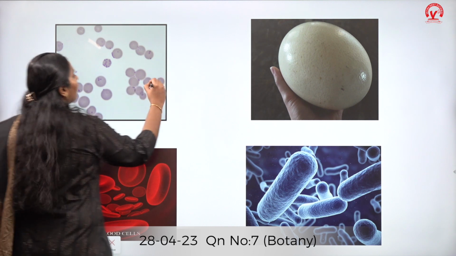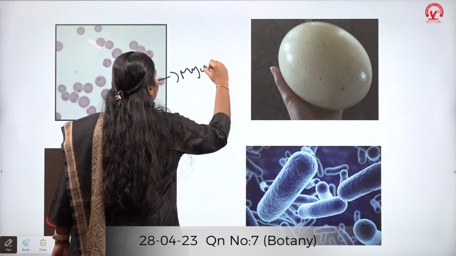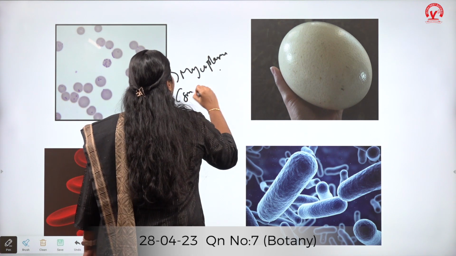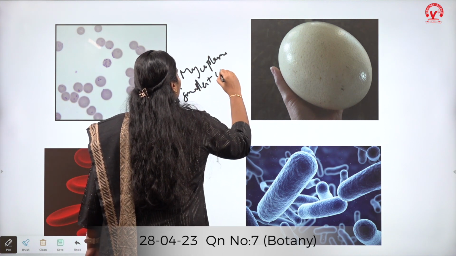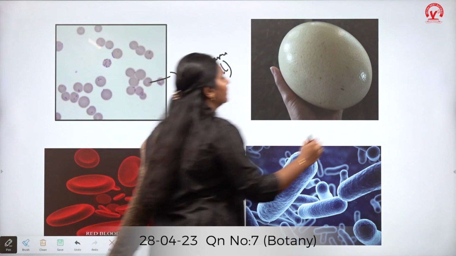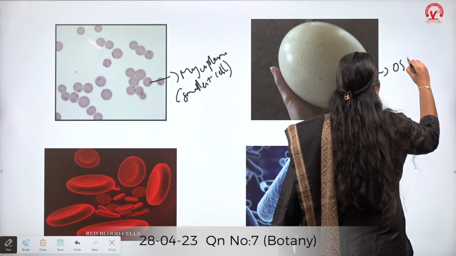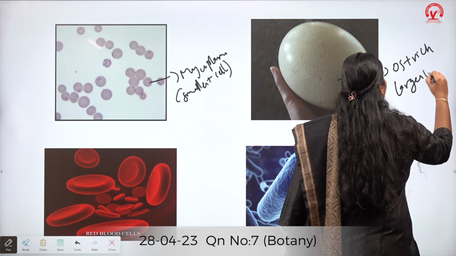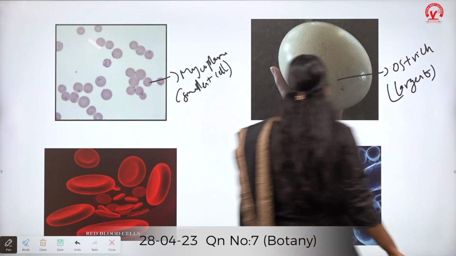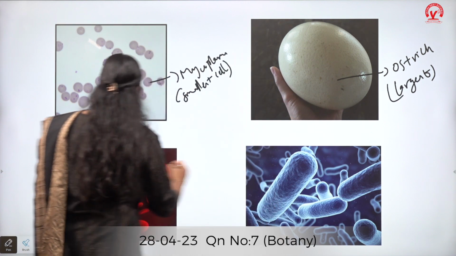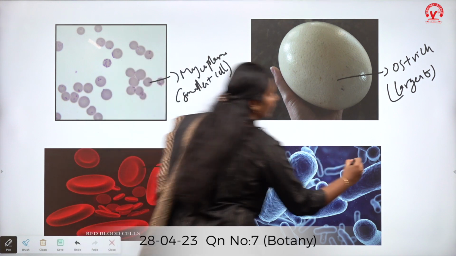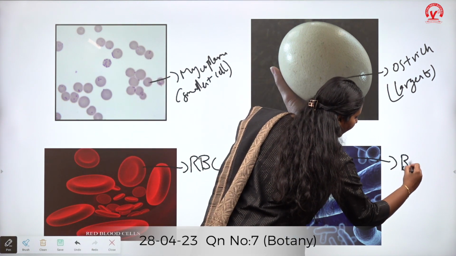This is the mycoplasma, and it is the smallest cell, and this is the ostrich egg, which is the largest living cell, in the shape of a coconut and a large grapefruit. And this is an RBC, and this is the usual size of a bacteria.